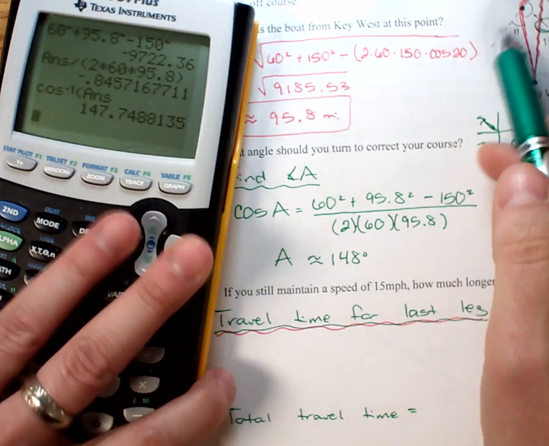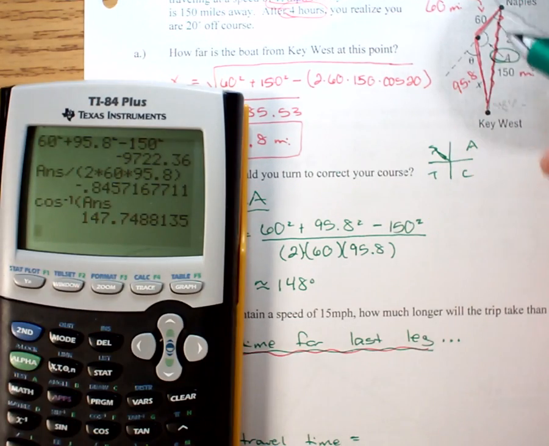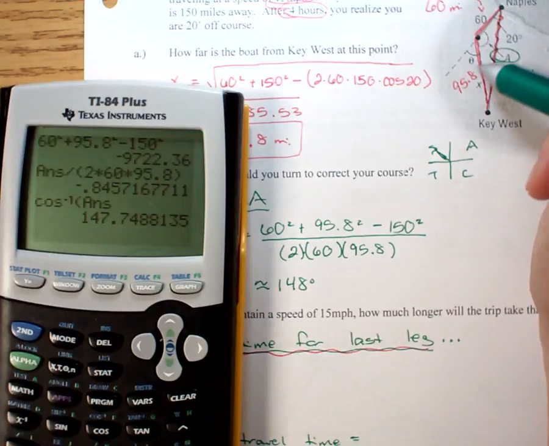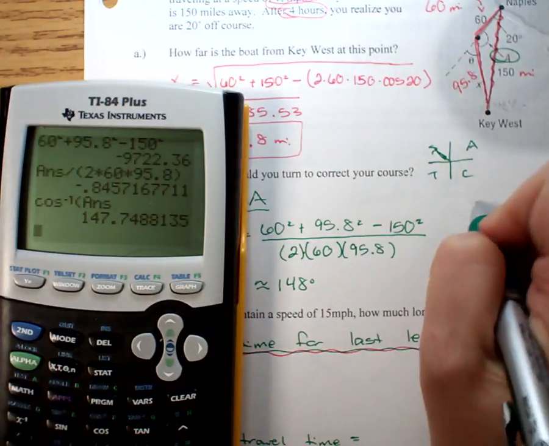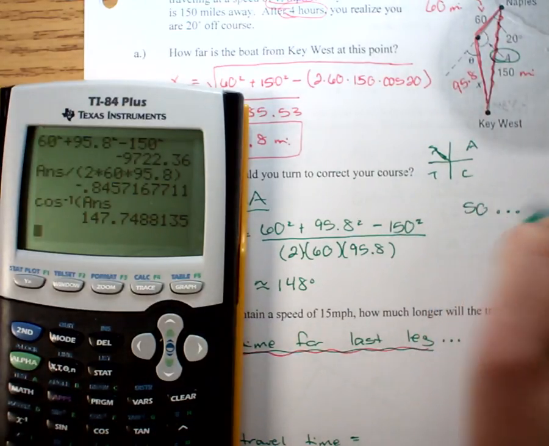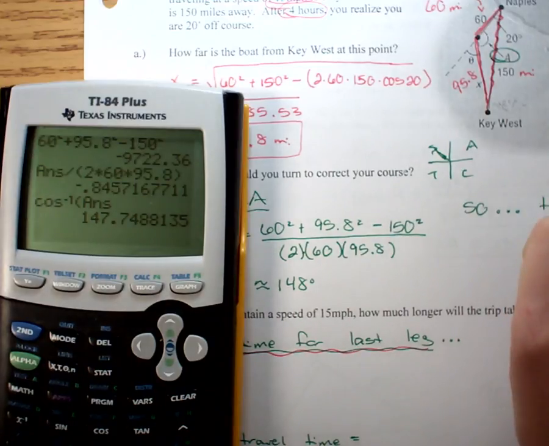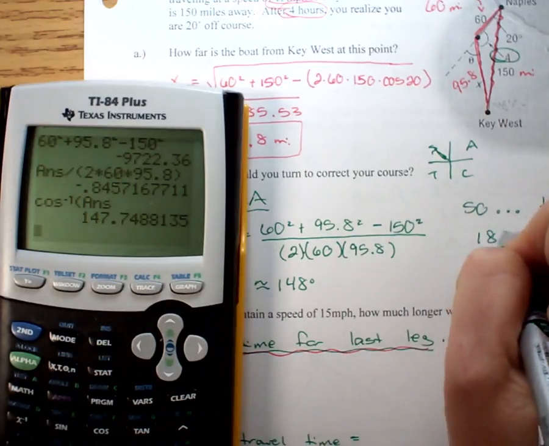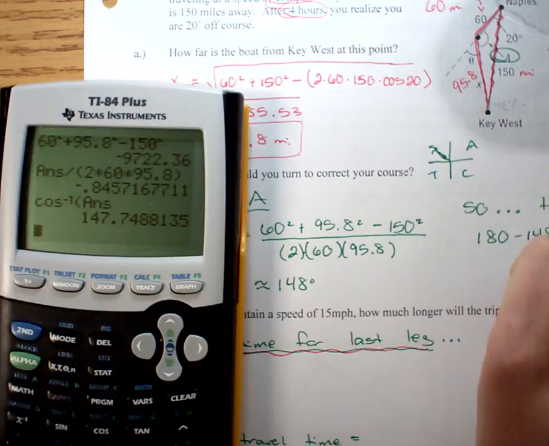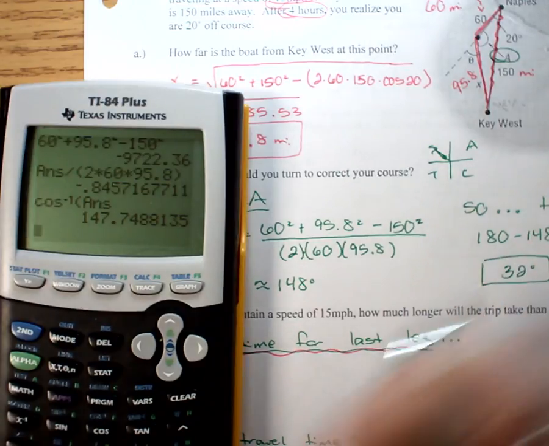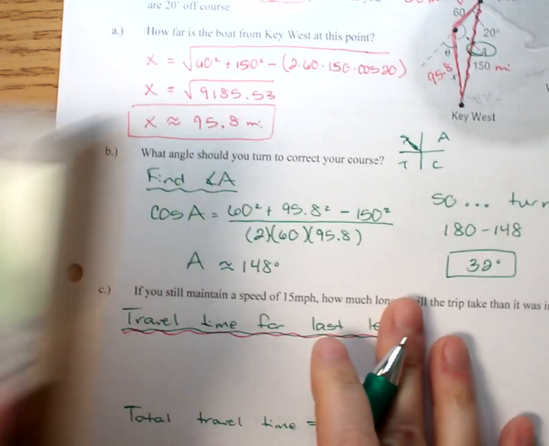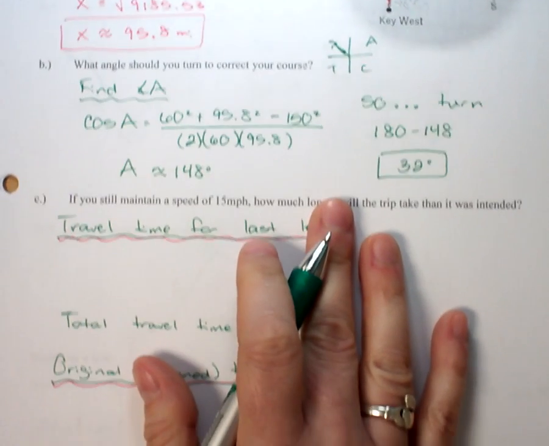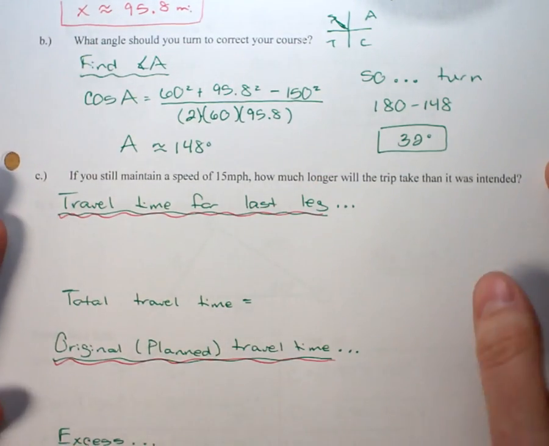That is not the angle, though, that we need to answer our question. This angle is 148. I need theta. So we are going to turn the 180 minus the 148. In other words, we're going to turn 32 degrees. Okay. Pretty important information there to remember that we're looking for that angle outside.